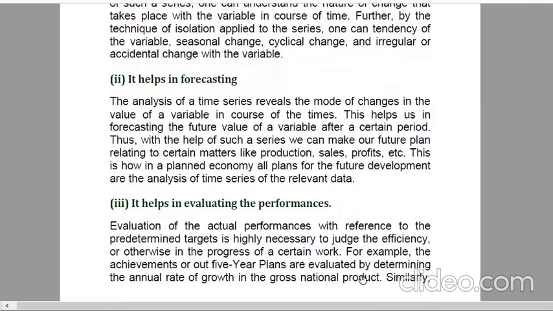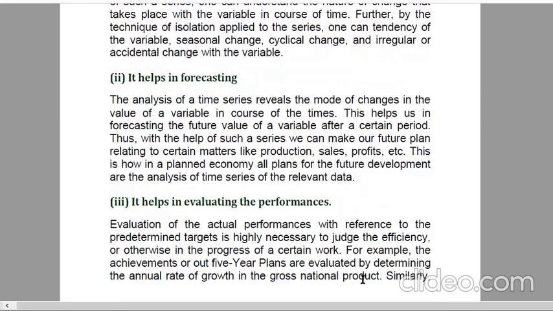Now, the second point is it helps in forecasting. So it depends what forecasting is happening. The analysis of a time series reveals the mode of changes in the value of a variable in the course of time. This helps us in forecasting the future value of a variable after a certain period. Thus, with the help of such a series, we can make our future plans relating to certain matters like production, sales, profits, etc. This is how in a planned economy, all plans for future development are based on the analysis of time series of the relevant data.